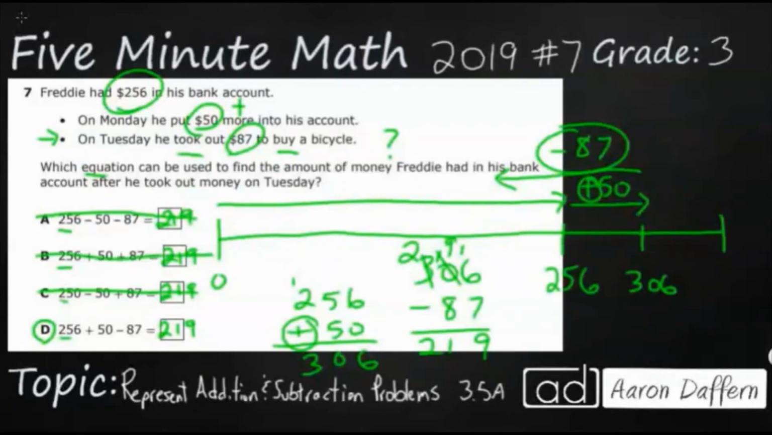We did that by drawing this extended number line. We could also have just drawn a picture, or like I said, if you are just really stuck and you think you know the answer, just go ahead and do the math. Figure out what all of these equal, and only one of them, D, is going to equal 219. That's our answer.